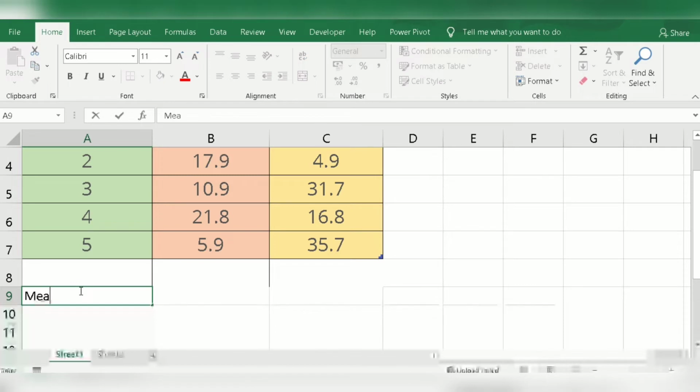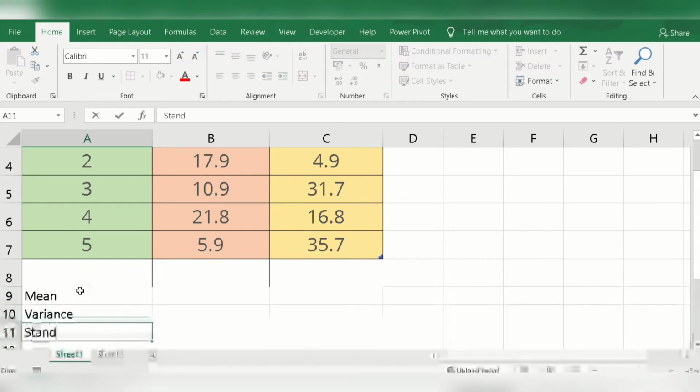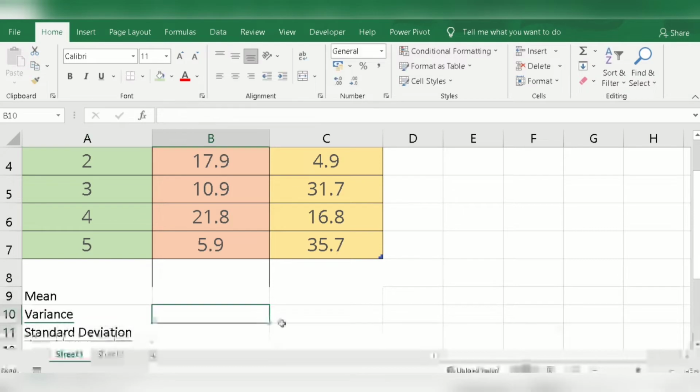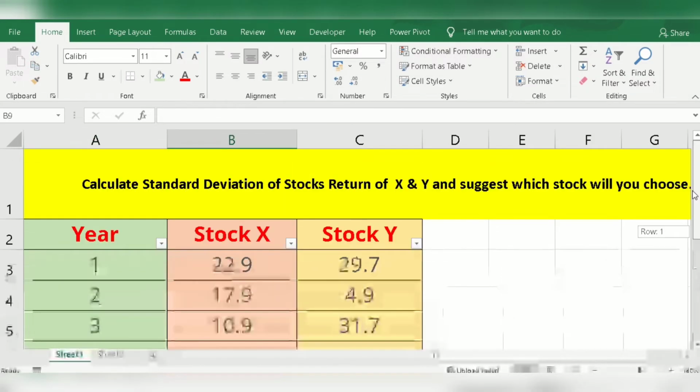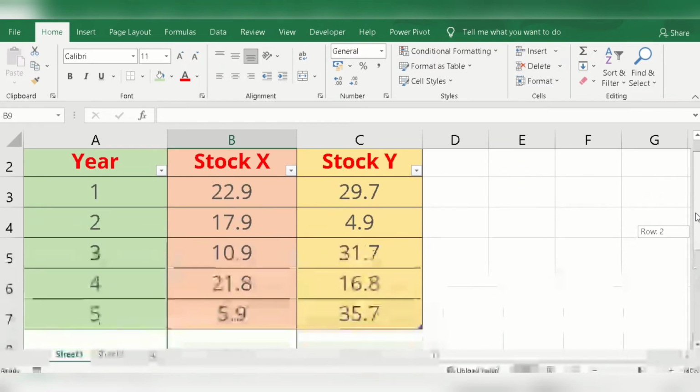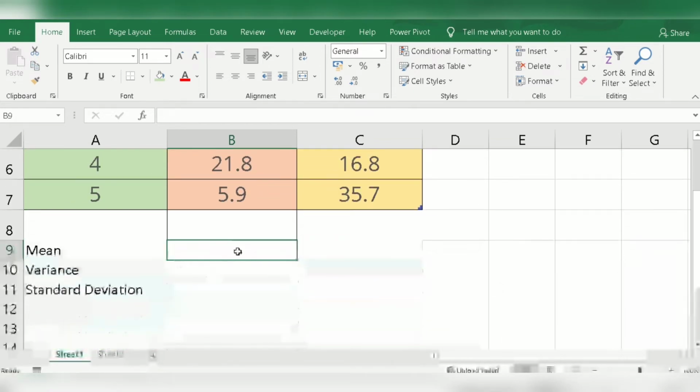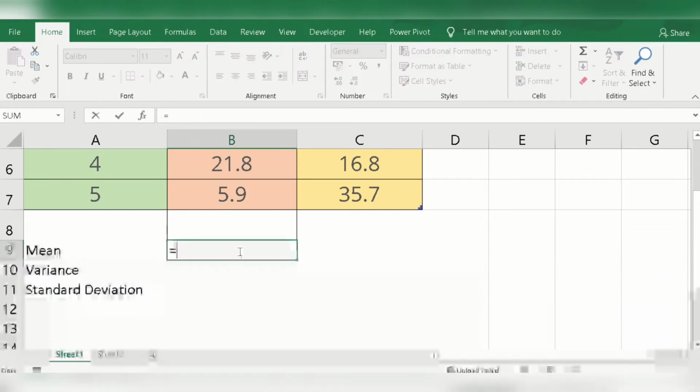So how will we do it? In a manual way we would apply the formula and calculate, which takes time. But with Excel, with the help of predetermined formulas, we can calculate quickly. That is what we are going to look at. For the mean, the formula we use is average. The mean can be called the average return; both are the same.